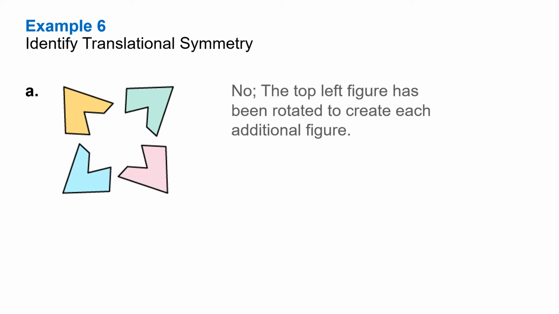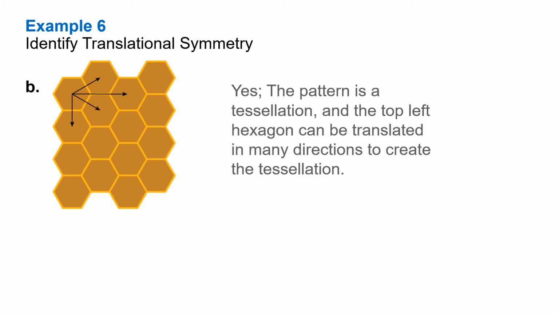So in figure A, it does not have translational symmetry. The top left figure has been rotated to create each additional figure. My conjecture was correct. This hexagon pattern is a tessellation, and the top left hexagon can be translated in many directions to create the tessellation.